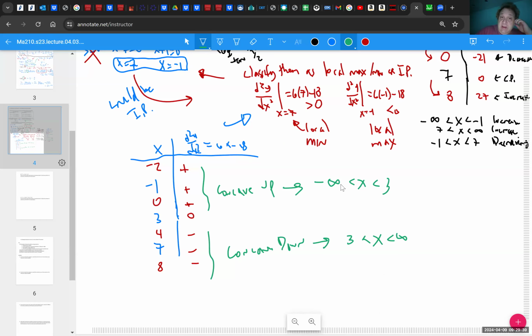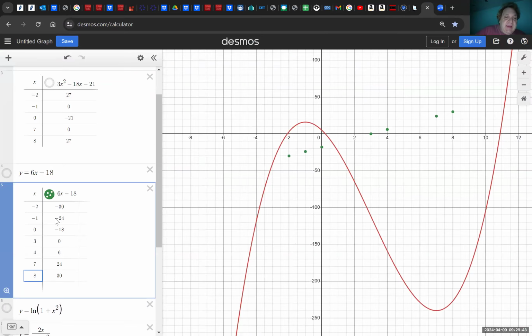Concave up, concave down. Yeah, I got it backwards, right? So let me see what I did wrong. Oh, it's negative, negative, negative, positive. Okay, I'll get it right. Negative, negative, negative, positive, positive, positive. So I just wrote them backwards.